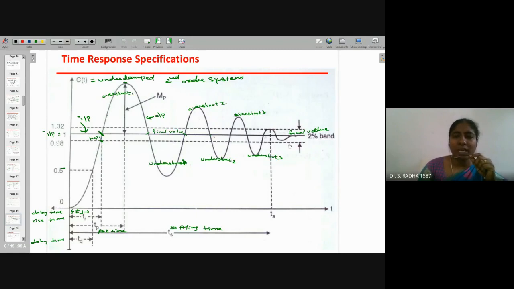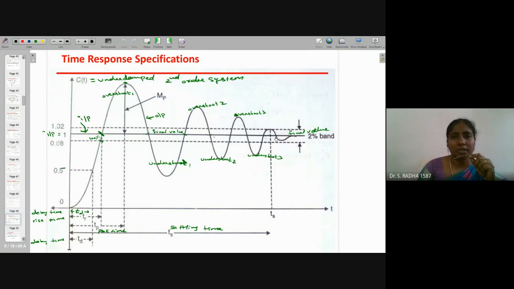And how much time it is taking to settle down with this final value. For example, if we take the grades, O grade means 95 and above is considered as O grade. It is not 100 out of 100 is only O grade, isn't it?